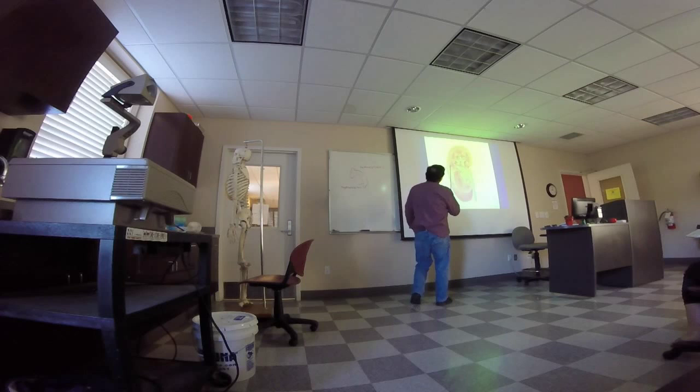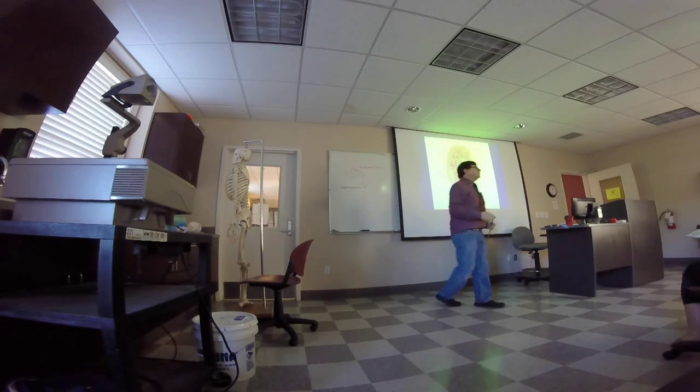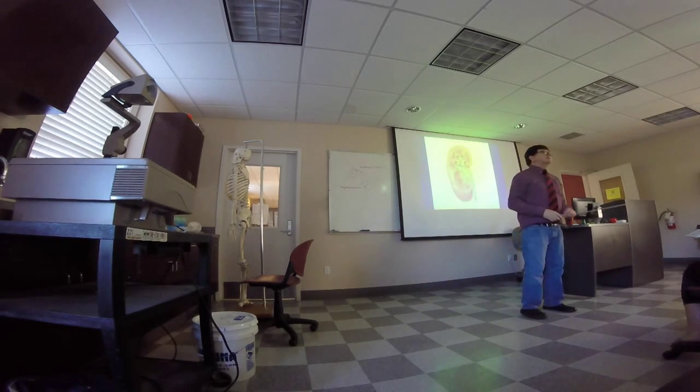And notice that the cortex invaginates down between pyramids. These cortical regions that sit between pyramids are called renal columns. They're made up of cortex, not medulla.